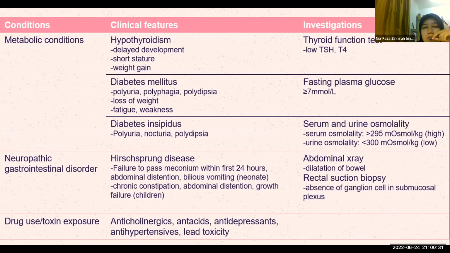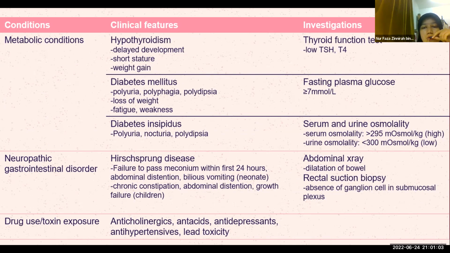So metabolic conditions can also cause the child to have constipation. For example, hypothyroidism. So they may have delayed development, short stature, and so on. So we can do the thyroid function test, there will be low T4 and high TSH. Then diabetes mellitus. So the child can present with polyuria, polyphagia, and polydipsia, loss of weight, fatigue, and also weakness. On investigation, we do fasting plasma glucose, and the reading would be 7 millimole or more. And also diabetes insipidus.